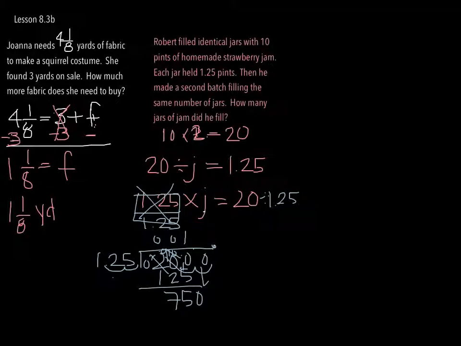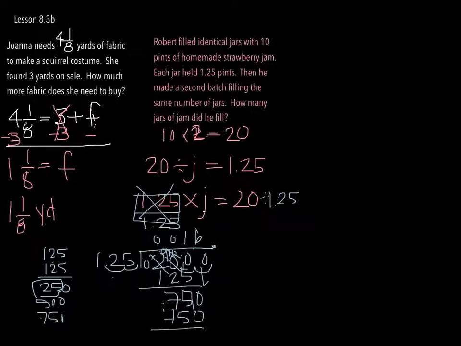125. Well, 125. Let's go 125. And then 125 is 250. Well, 250, that's essentially a quarter if I think of it this way. This is 75 cents. So that's 2. I need 2 more would be 500, and then 2 more would be 750. That's going to be 6, 750, subtract 0, 0, 0. So how many jars of jam did Robert fill? He filled 16 jars.